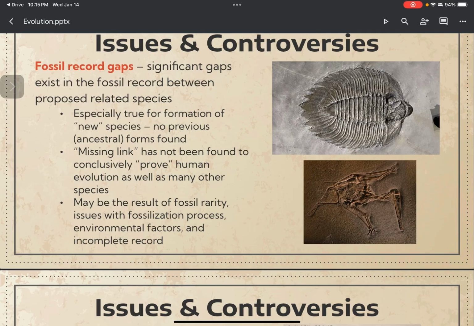2, the missing link. It hasn't been found conclusively to prove that human evolution came from one species or another, and then there's other species as well that have this. Because there are missing links, we don't know exactly how they connect. We can see similarities, but we don't have that full picture to finalize our image.